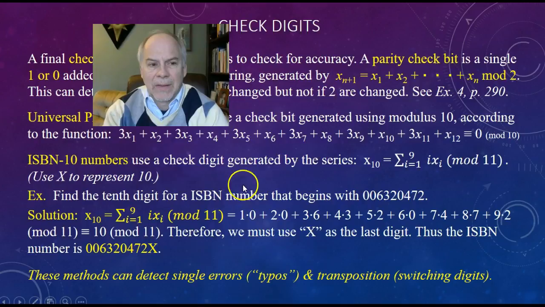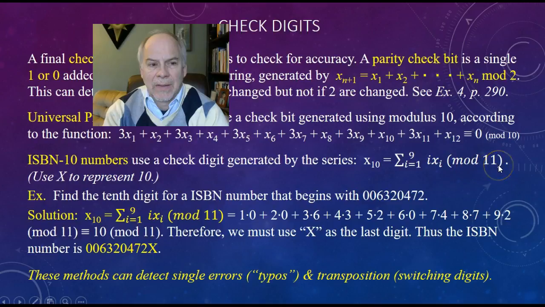ISBN numbers use a check digit generated by the series x of 10. So that's like the 10th check, the last digit of an ISBN number that's 10 digits long. The last digit is found by taking the sum of all of these here. Okay, what are these terms? Well, it takes the index variable I and multiplies it times x of I, which is the digit for that place. And then it adds to that, just like in the previous example, it added up all the things. Well, this is adding up all those things, okay? But it uses mod 11.